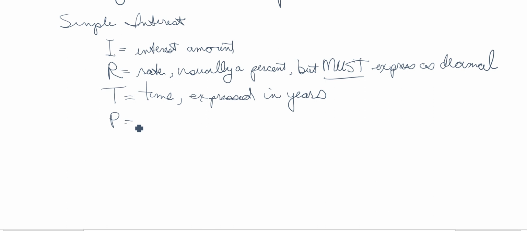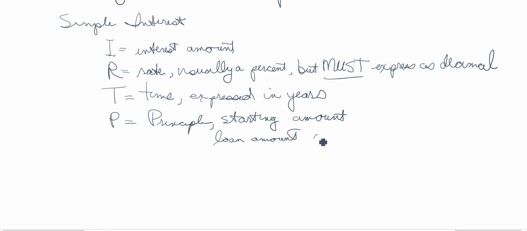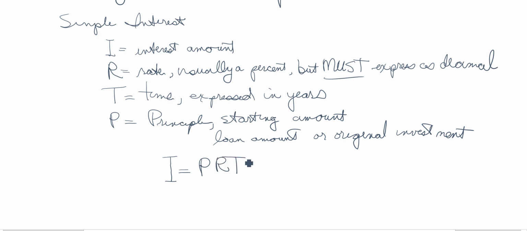And P is the principal, which is the starting amount. It can be the loan amount or the original investment. And the formula that we use for simple interest is I equals P R T.